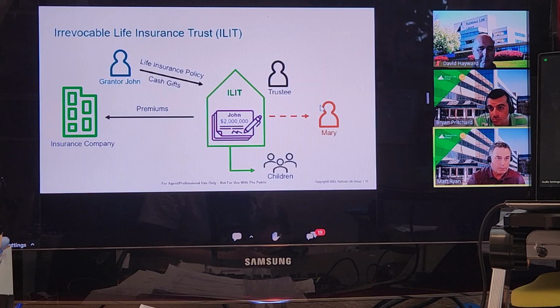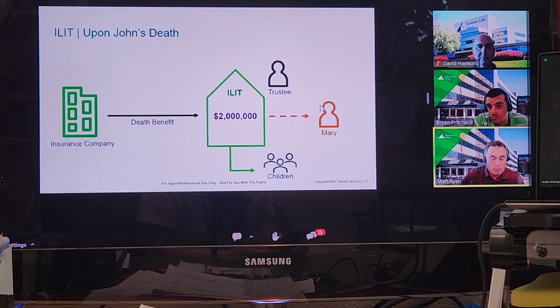All right, let's look at what would happen upon John's death. If John, let's say after 3 years, because I don't want to get into the situation of him dying within 3 years, but let's just say he gifted it and he survives 3 years, now the death benefit is removed from his estate totally. What's going to happen is the life insurance company is going to pay that irrevocable life insurance trust the death claim. So $2 million is going to go in there. Remember, it's income tax free, because even though it's owned by the ILIT, it still retains its character of income tax free death benefit.